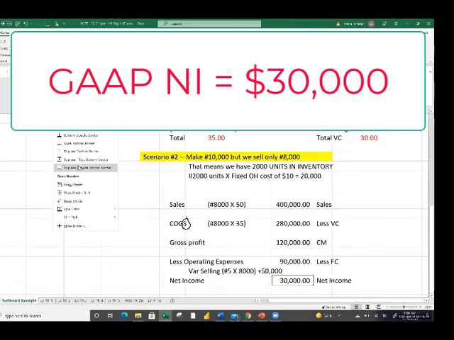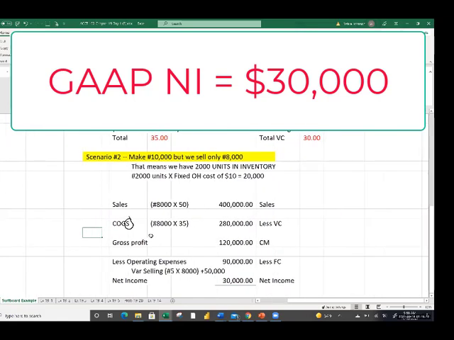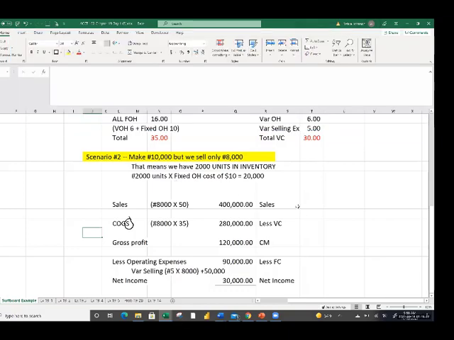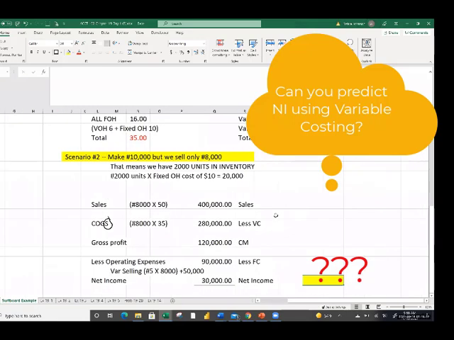Let me stop. Let you ask questions. That's a GAAP scenario. That's not the new part. The new part is the direct costing. So this income statement is going to change. Here's what I want to ask you guys. I'm going to put a yellow number there. Do you think you can guess at what net income is going to be under direct costing? Anybody want to give it a shot?